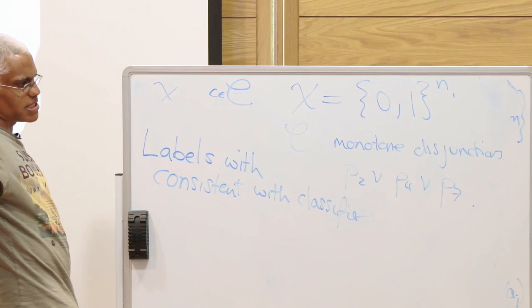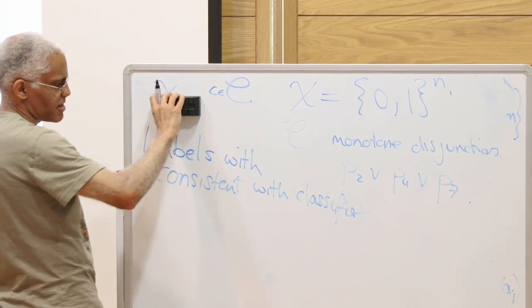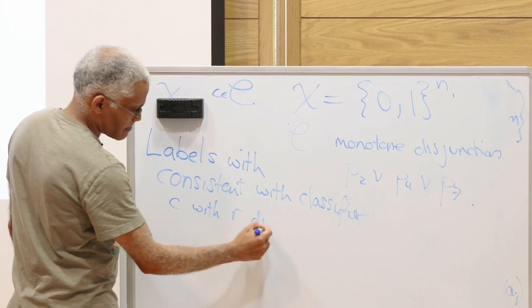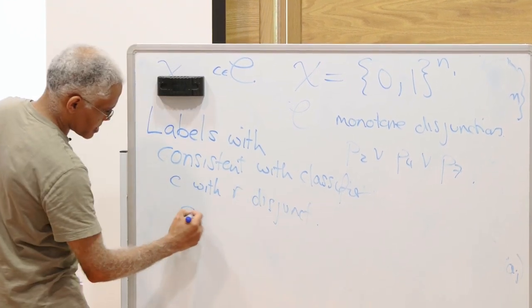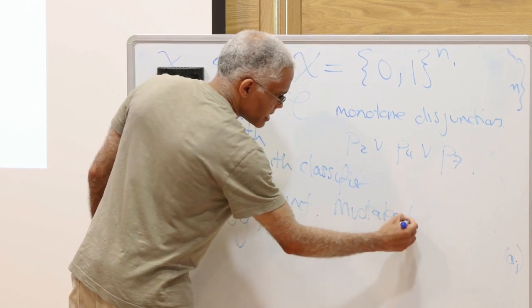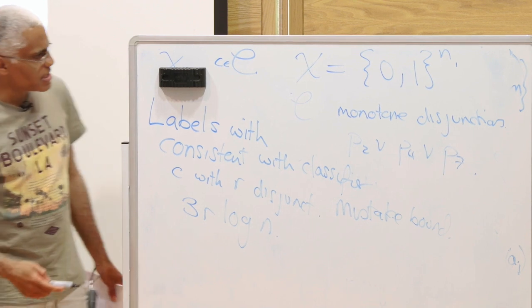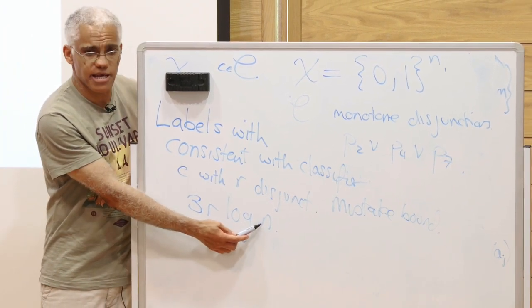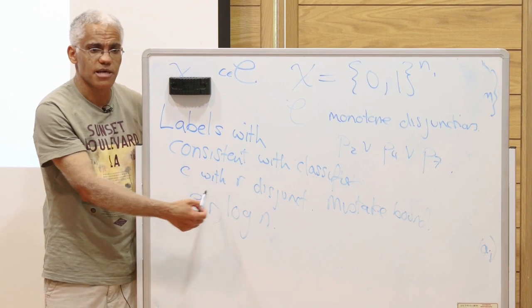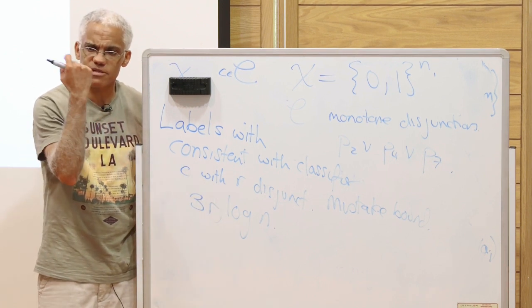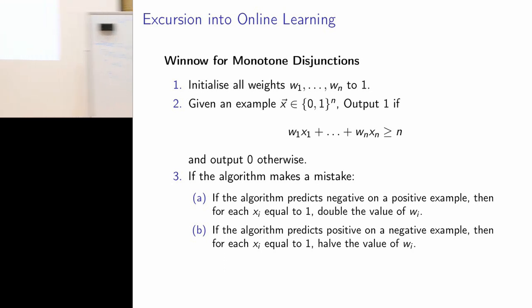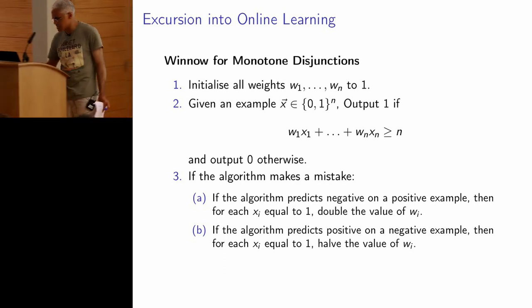So notice that the learning algorithm is actually not using something from our concept class, it's using a linear classifier. But if the labels are consistent with a classifier C with R disjuncts, then the mistake bound is something like 3R log n. This is a total bound on the number of mistakes. And this is very nice, because in some sense we don't have linear dependence on the dimension n, which could be huge. We just have linear dependence on the number of disjuncts in the target concept. The idea is that there are few relevant attributes, and your mistake bound is determined by these relevant attributes. Okay, so that was an excursion into the Winnow algorithm, an online algorithm, and mistake bounds.